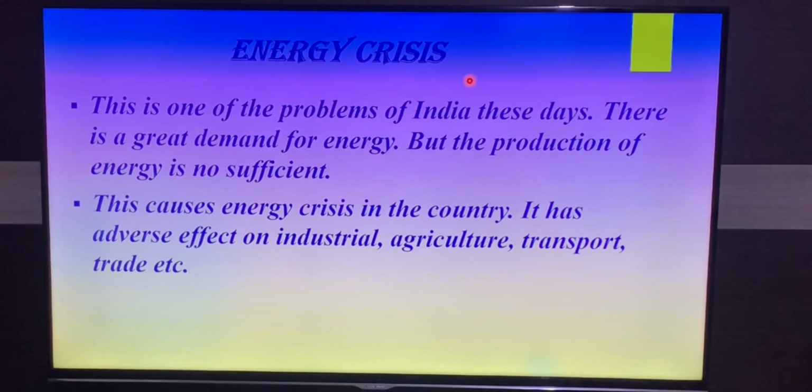Energy crisis. This is one of the problems of India these days. There is a great demand for energy, but the production of energy is not sufficient. This causes an energy crisis in the country. It has an adverse effect on industry, agriculture, transport, trade, etc.